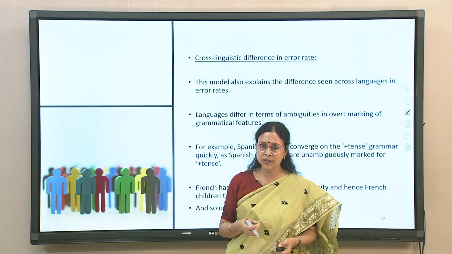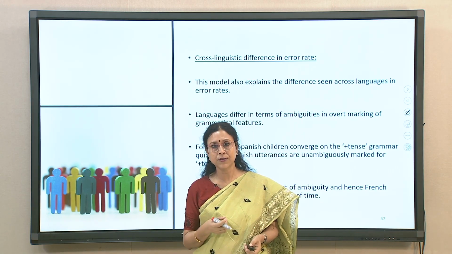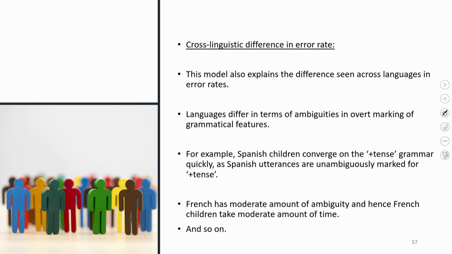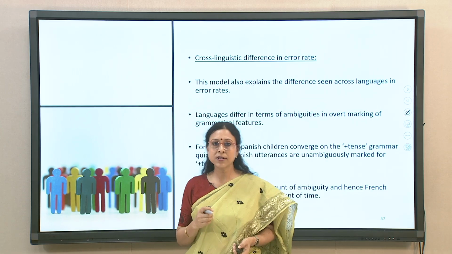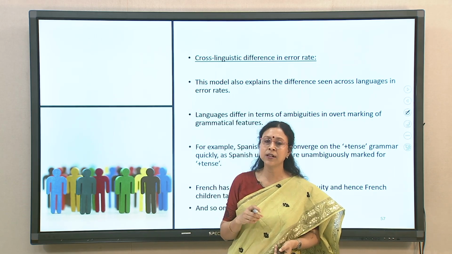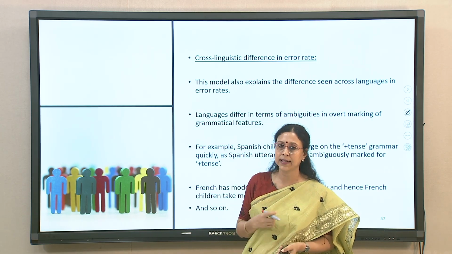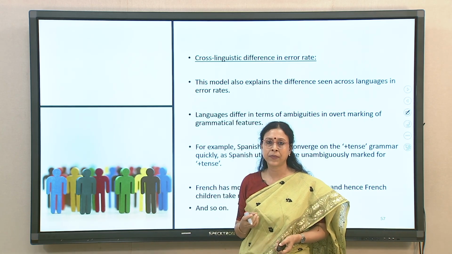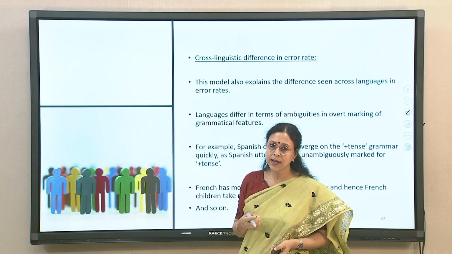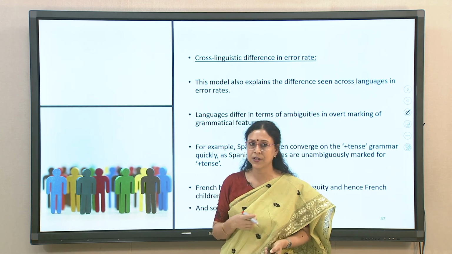Similarly, you have cross linguistic differences in error rate. That was also discussed in the previous lectures: languages do not seem to follow the same rule. If the child has made more errors in language X, it does not mean they will make the same kind of errors in the same category in language Y. Cross linguistically there are differences in the kind of errors the child makes. Now, how does that happen? VLM seems to have an answer for that as well.